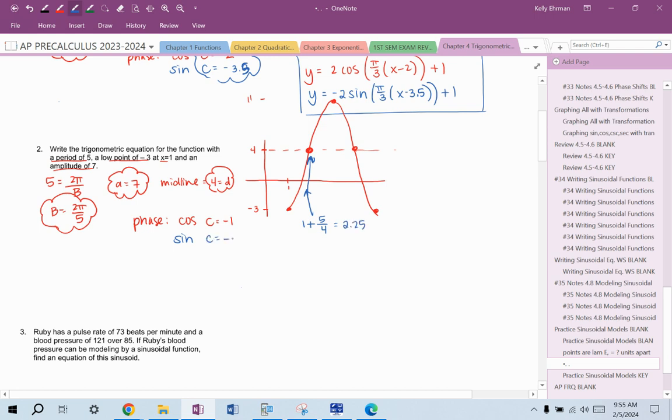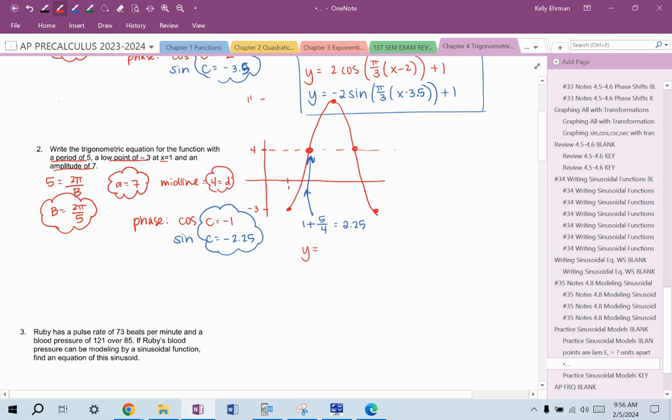So C is -2.25, or you can make that a fraction, whatever. The only time I say don't use a decimal is if the decimal is not terminating. We don't want to use rounded values in our equations. All right, so we have A, B, C, and D, and now we can write the equation.